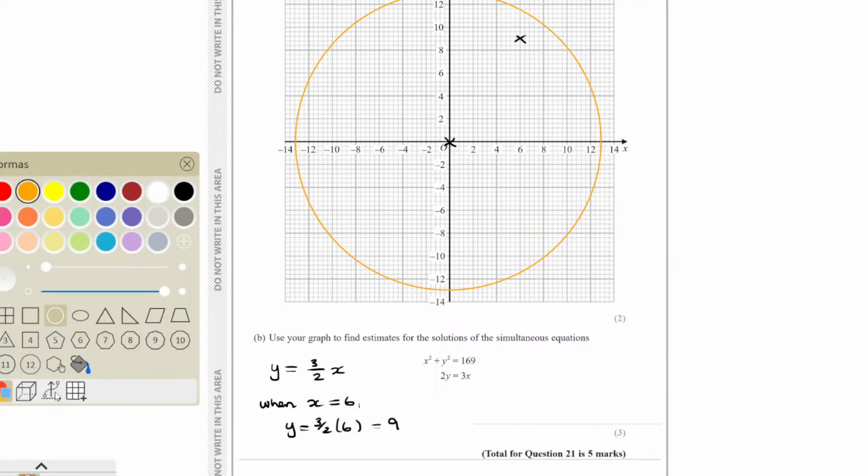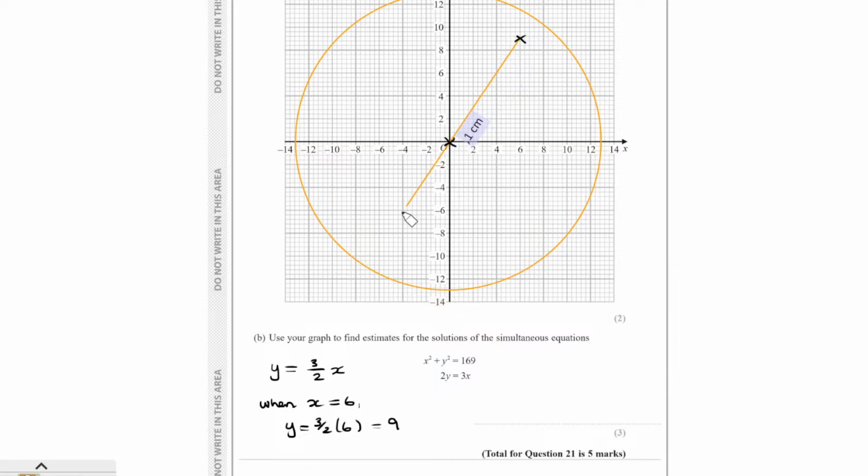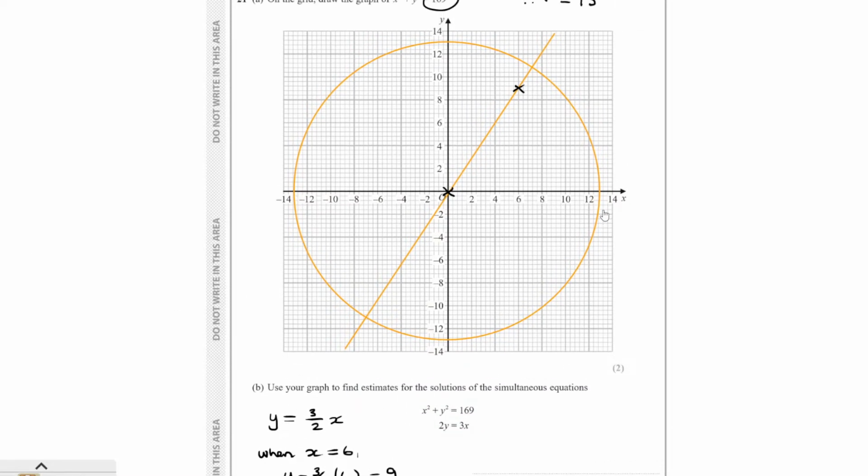And then get your ruler, draw a straight line between them, but carry it on the whole way through the graph. Extend it the whole way. Like that, and then I'll carry it on. There. Because they've said use the graph. So solving simultaneous equations graphically is just by seeing where they overlap, where they intersect.